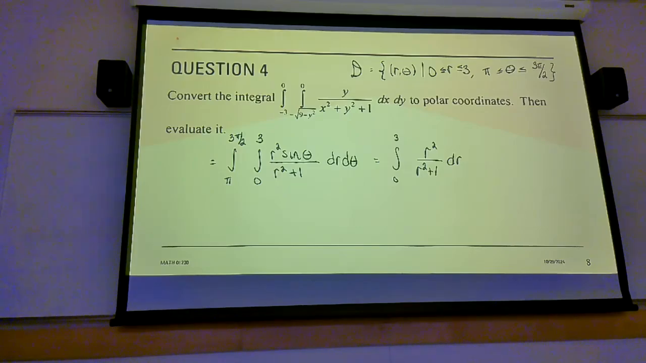Minus, one minus 1 over r squared plus 1 dr. The integral of 1 from 0 to 3 is just 3. What is the antiderivative of 1 over r squared plus 1? Minus inverse tangent 3. Are you giving me the minus because there's a minus? Yeah.